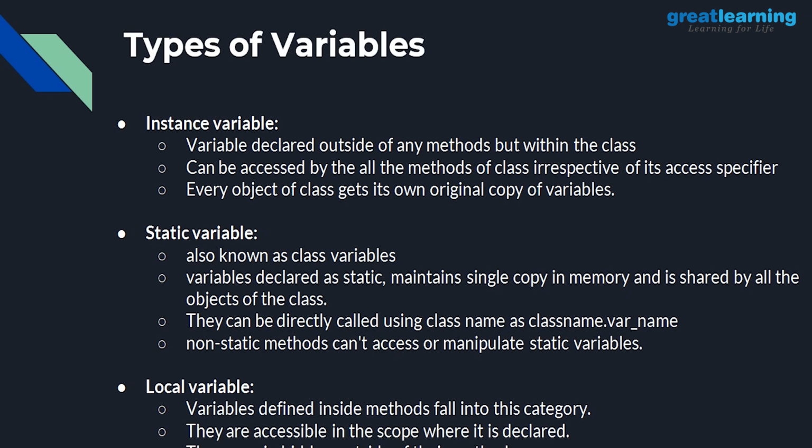Whenever we are creating an object of any class, that is a variable declared outside any method but within a class. When we create a class, then create an object of that class, we access the methods and properties in that class with the help of the object. So basically this is an instance variable. As we all know, an object is nothing but an instance of a class, so these are called instance variables. Every object of a class gets its own copy of variables.